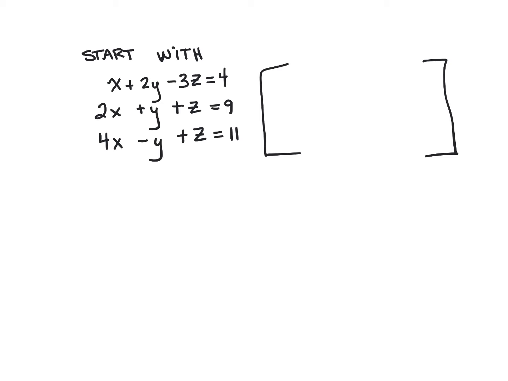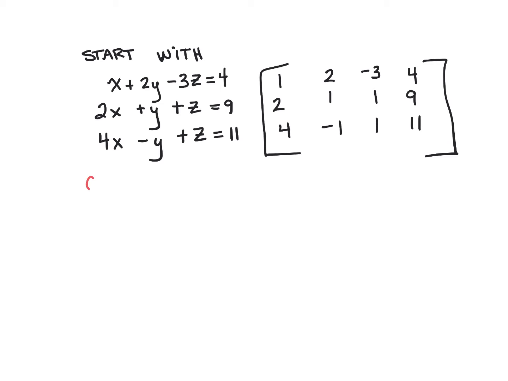So an augmented matrix is just the matrix of coefficients augmented, or added to, with the constants. So this will be 1, 2, negative 3, 4, 2, 1, 1, 9, 4, negative 1, 1, and 11.